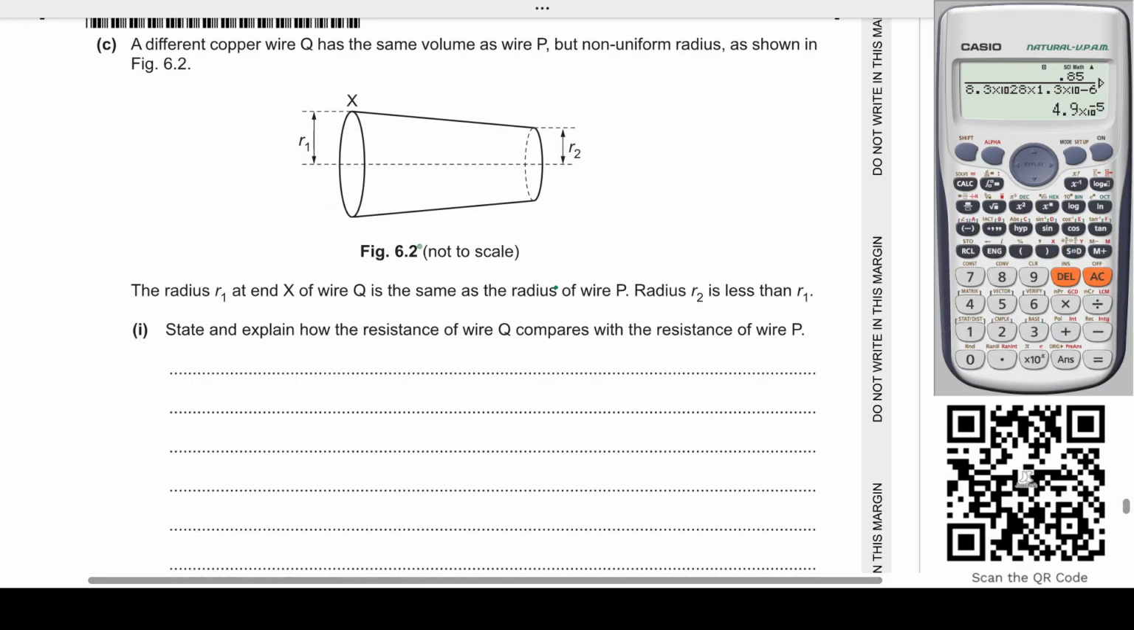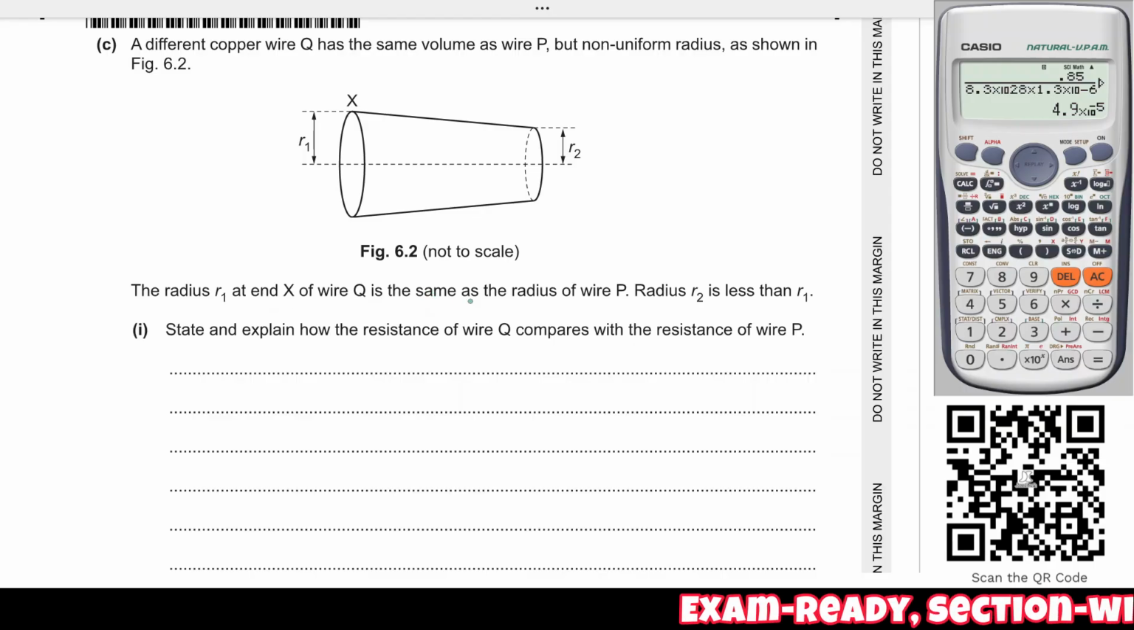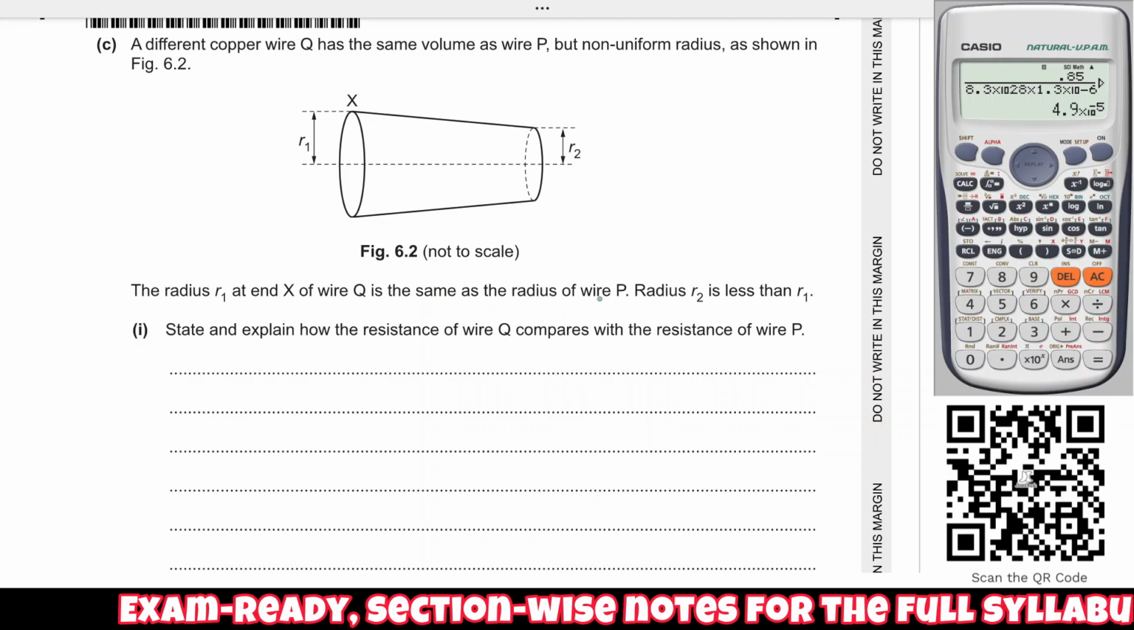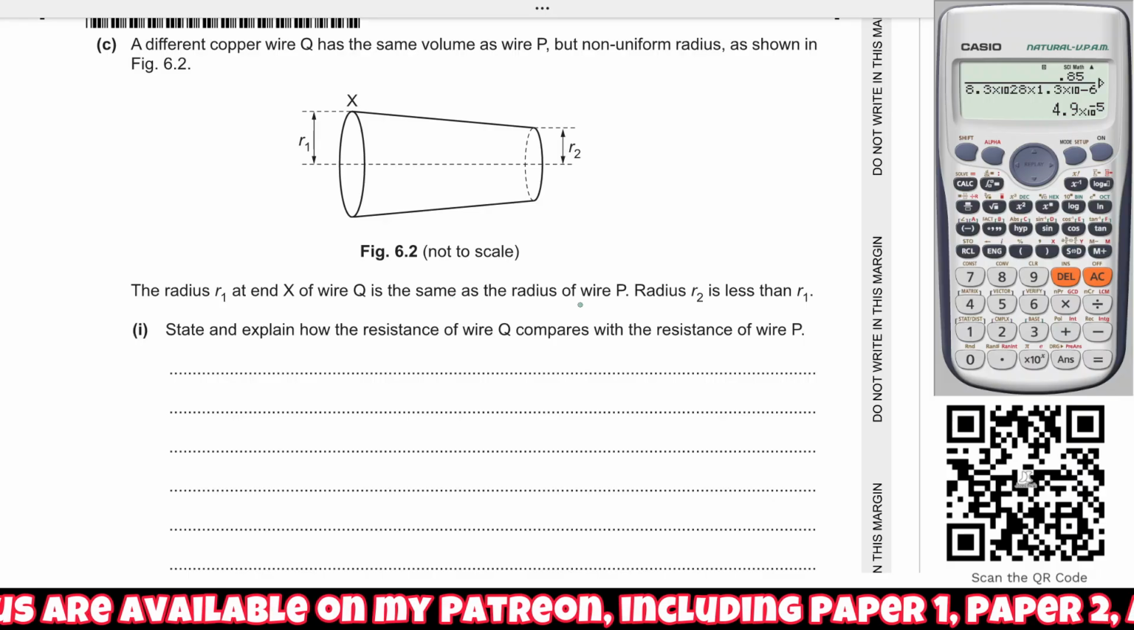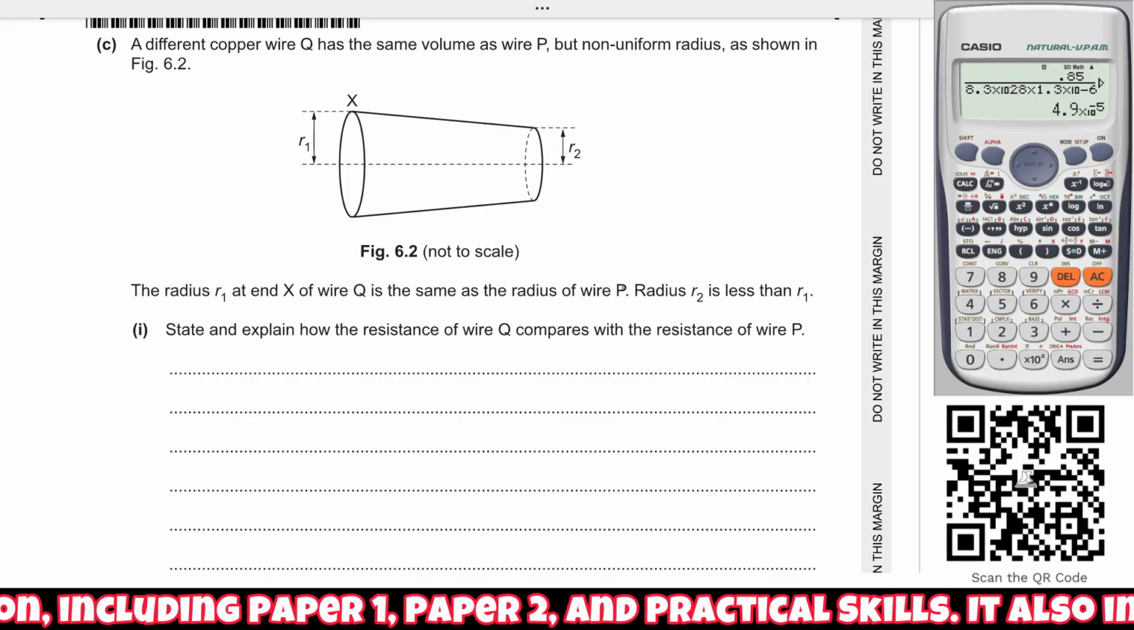The radius R1 at the end of the wire Q is same as the radius of the wire P. The radius R2 is less than the radius R1. The radius R1 at the end of the wire is the same as the radius of the wire P. Radius R2 is less than R1.